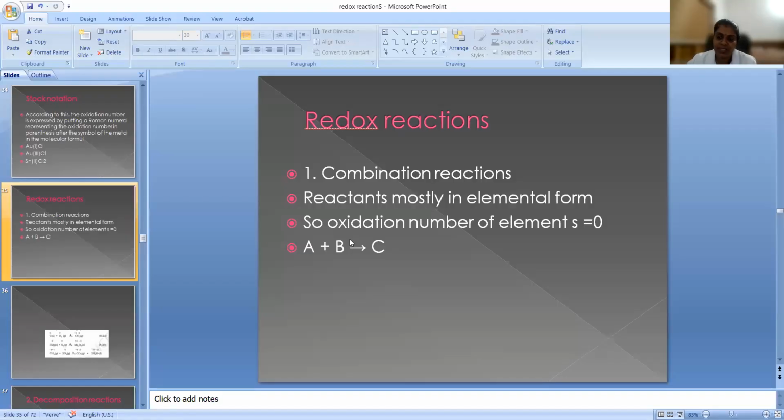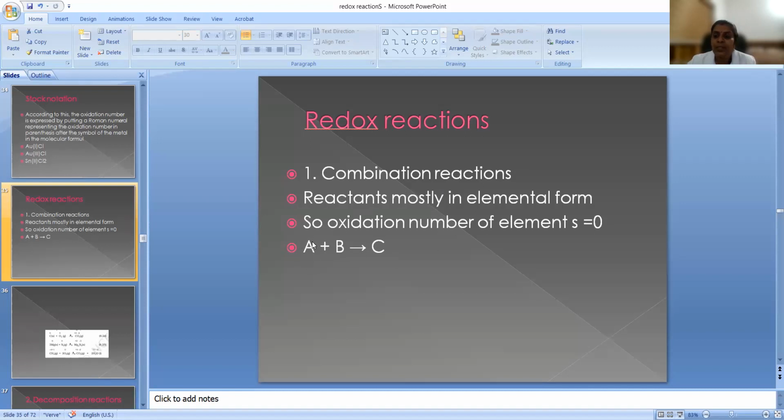Okay, so we discussed the oxidation, how to assign oxidation numbers and all. Today we are going to discuss the different types of redox reaction. The first type is the combination reaction. From the name itself, what we can understand is that two elements combine together and form a compound. So that type of reaction is called a combination reaction.